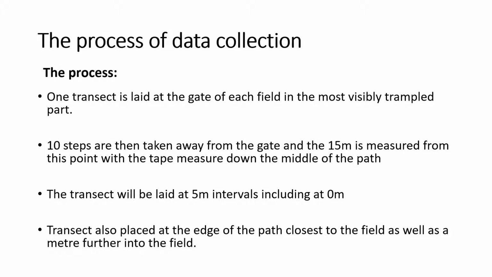Transects will then be placed at 5 metre intervals, including 0, directly on the centre of the tape measure, and then another transect will be placed on the edge of the path at this interval. This edge will be the one closest to the middle of the field, and then a further measurement will be taken 1 metre further into the field.